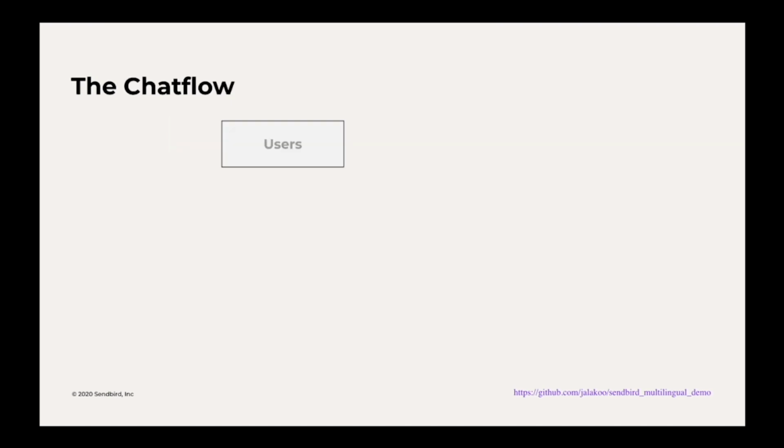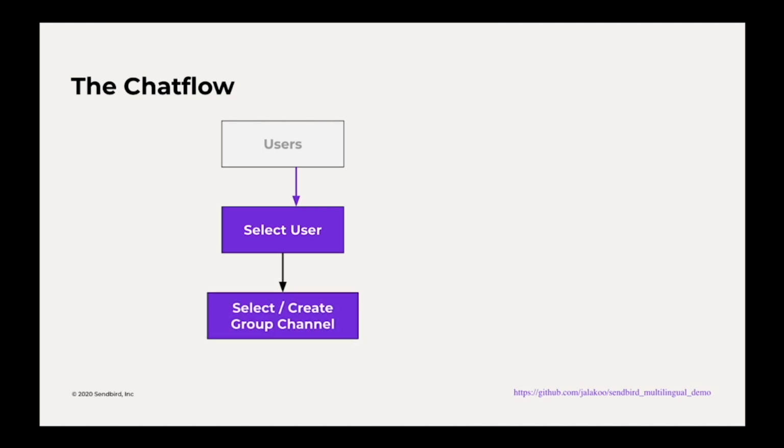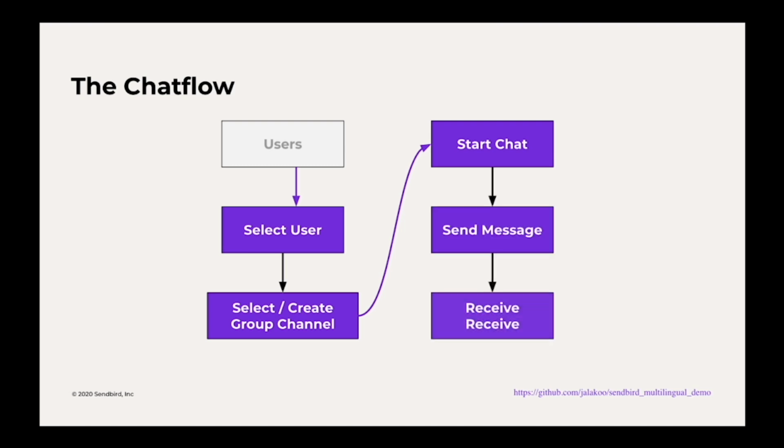Okay, the general flow is as you would expect. You have a number of users, and you log in as a user, and then you will choose a user to talk to, which will be done in the group channel selection. After that, you just kick off a chat and then just start sending and receiving messages.